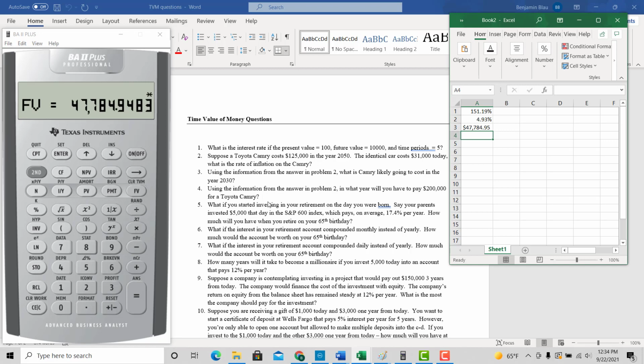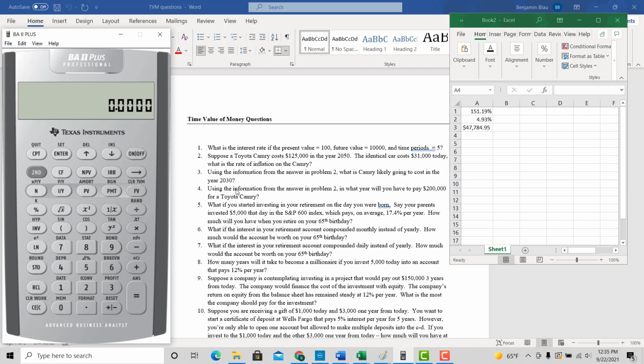Let's work on number 4. This is another problem using that inflation rate that we've been working on from problem 2. Using the information from problem 2, in what year will you have to pay $200,000 for a Toyota Camry? Okay, so now we're solving for N. All right. So let's go ahead and do that. The Camry currently costs $31,000. That's present value. The future value is going to be $200,000.